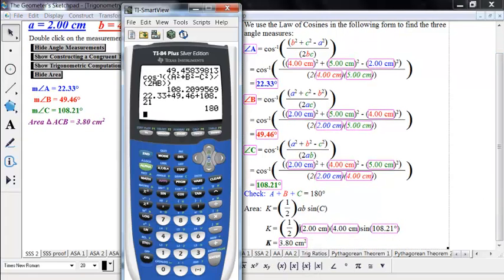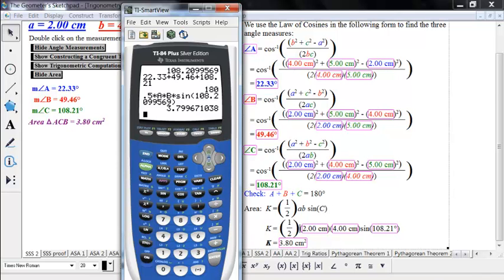Alright, let's see if the number's right in the end. Should be 1/2 or 0.5 times A times B times the sine of angle C. Now angle C was that one, 108. So let's type all the digits in. 108.2099569. And again, it would have been better if I had saved that as, say, Z or something, so I didn't have to type all that in.